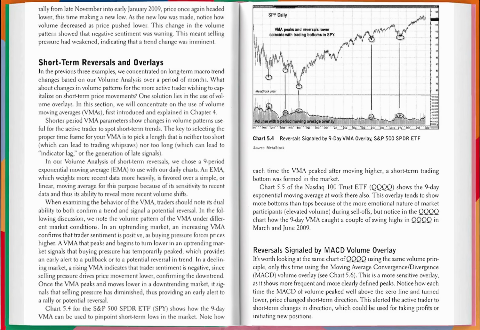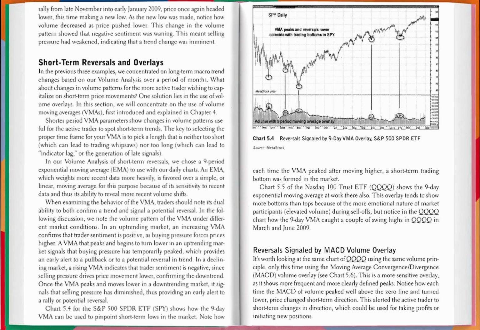In an uptrending market, an increasing VMA confirms that trader sentiment is positive, as buying pressure forces prices higher. A VMA that peaks and begins to turn lower in an uptrending market signals that buying pressure has temporarily peaked, which provides an early alert to a pullback, or to a potential reversal in trend.